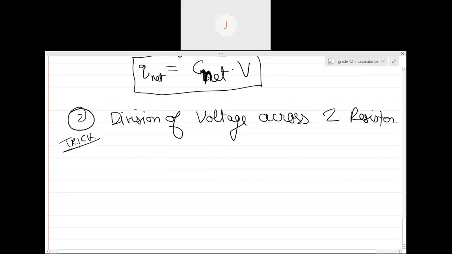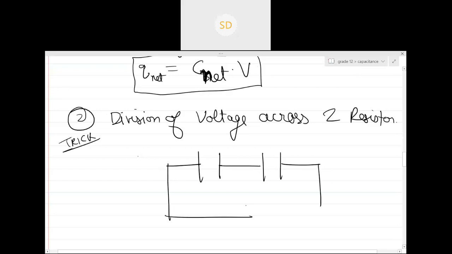So suppose, guys, there are two capacitors which are there in series, and they are connected in series.